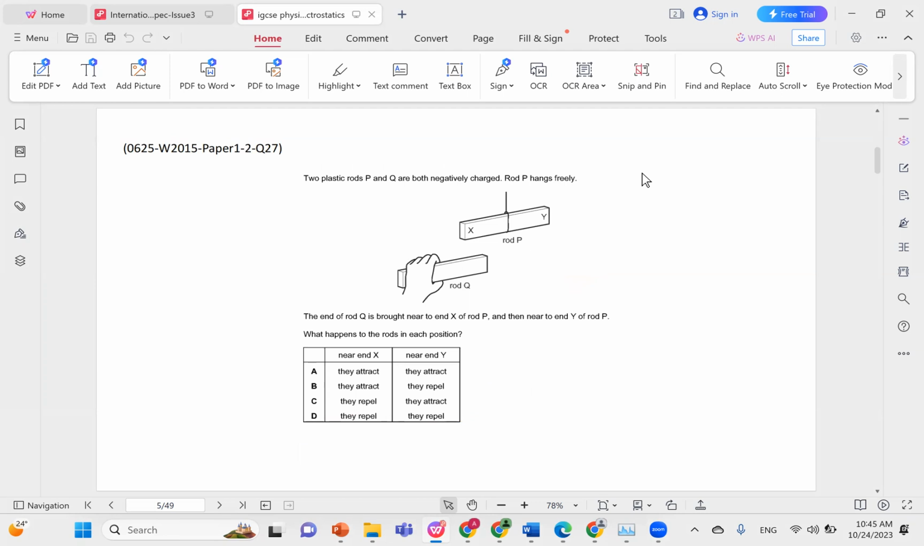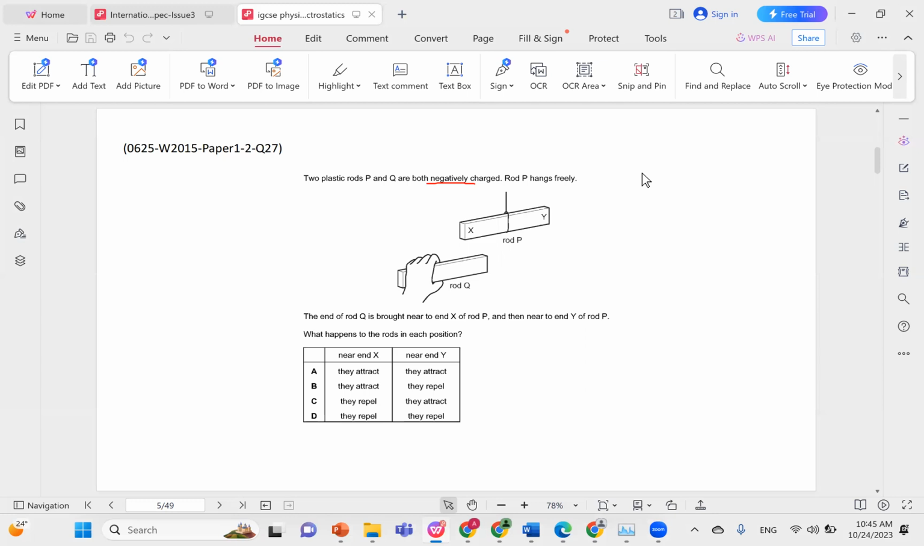Two plastic rods P and Q are both negatively charged. Rod P hangs freely. The end of rod Q is brought near to end X of rod P and then near to end Y of rod P. What happens to the rods in each position? This is actually a very simple question. However, it could be tricky in the sense that you might be confused between charges and magnets.